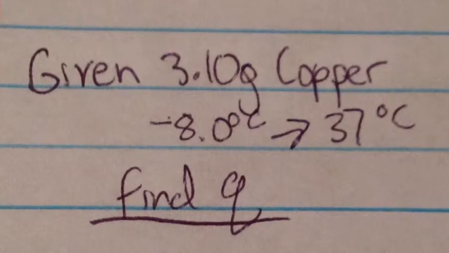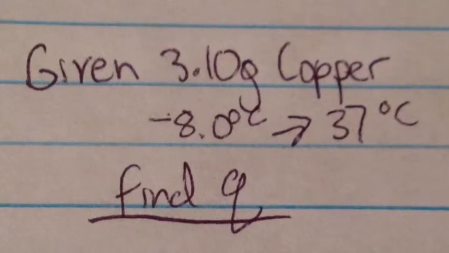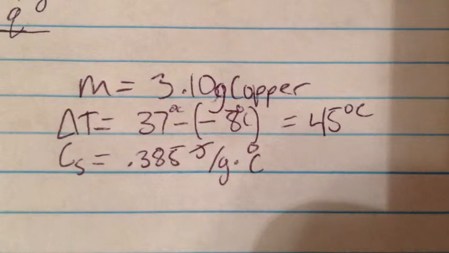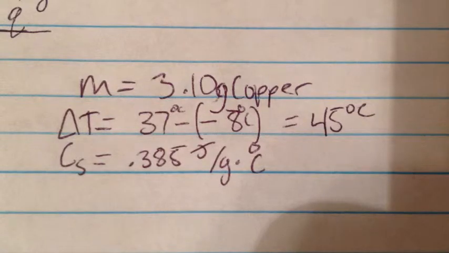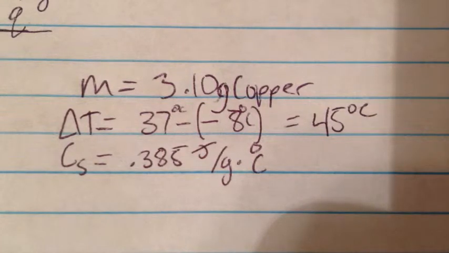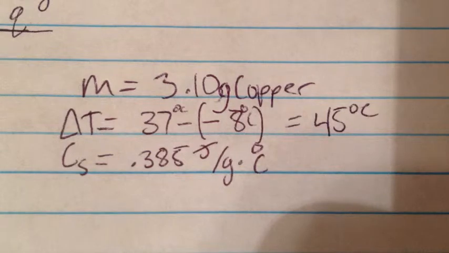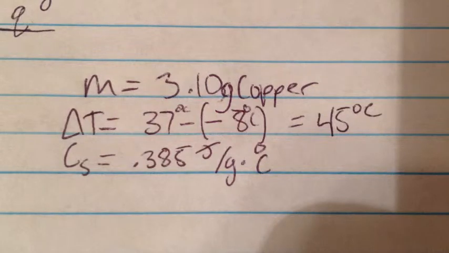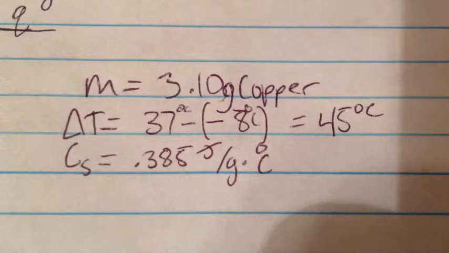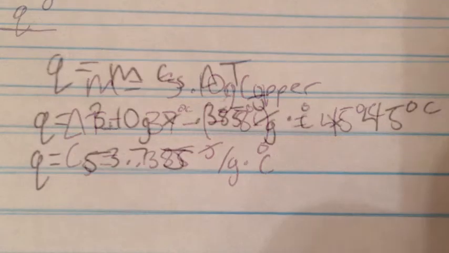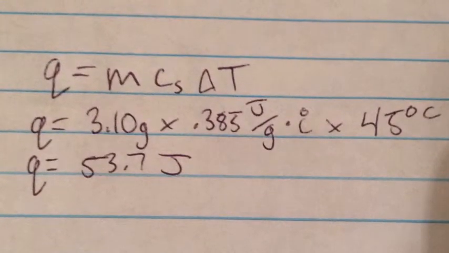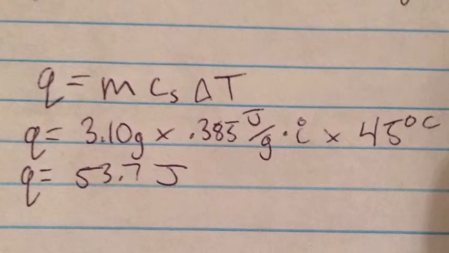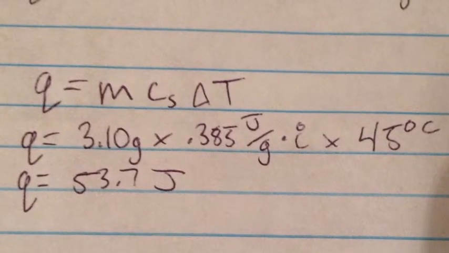Based on the formulas we have just learned, we will try to use them to find Q. Based on the current information given, we can conclude that our mass is 3.10 grams of copper, and our delta T is found by taking our final temperature minus our initial temperature, equaling 45 degrees Celsius. We were able to find the specific heat capacity of copper by looking it up in the chart in our textbook. We now use the equation Q equals m c delta T to plug in our data. Take note that the sign of Q is positive, and this is because of absorbed heat from the surroundings.